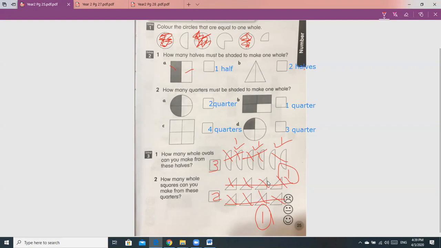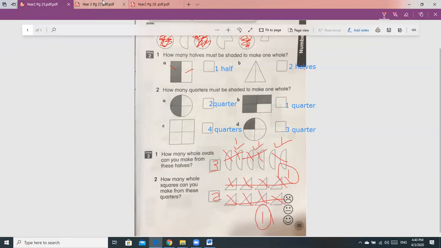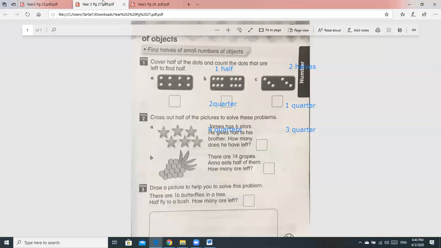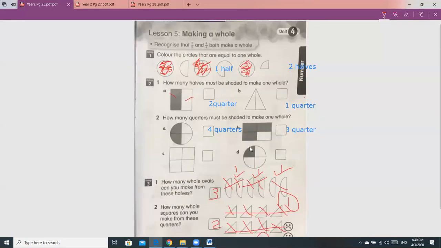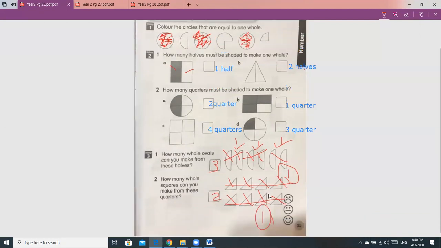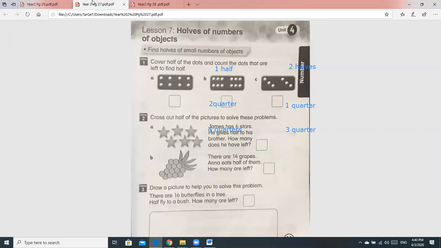Now we're going to take another lesson. It's called halves of a number, or quarter of a number. Bring page 27 in your workbook. This is page 25, okay? Now bring page 27.